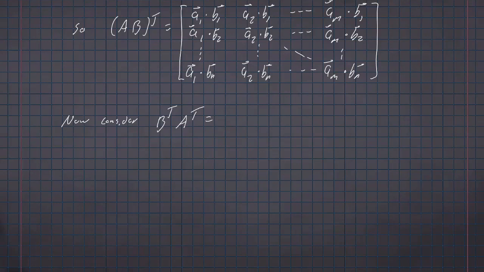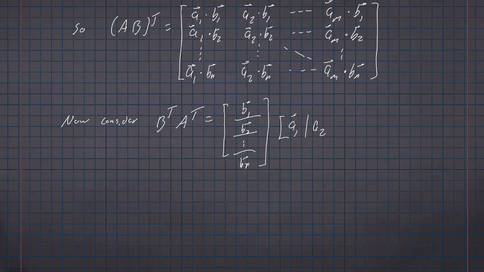The transpose of a matrix defined by column vectors gives you row vectors, and the transpose of a matrix defined by row vectors gives you column vectors. So we end up with a matrix which is defined by row vectors, B1, B2, down to Bn, multiplied by a matrix defined by column vectors, A1, A2, up to AM.